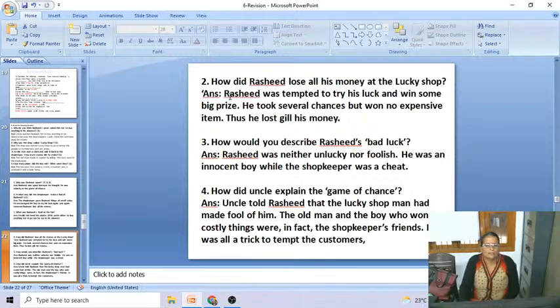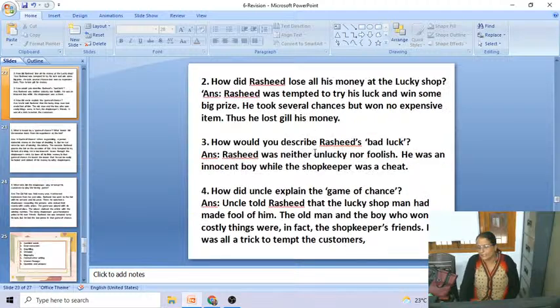I'll just recollect it and I will read this answer for you. Rashid was tempted to try his luck. Who has tempted him? You know that. The lucky shopkeeper has tempted him, and win some big prizes. He was given very small and very cheap items by this shopkeeper. So Rashid was thinking like the old man and the boy, he may get a good prize the next time. The shopkeeper was tempting him, so he was trying his luck by spending all his money. He took several chances but won no expensive item. Thus he lost all his money. He lost all his money because he didn't get any good item.